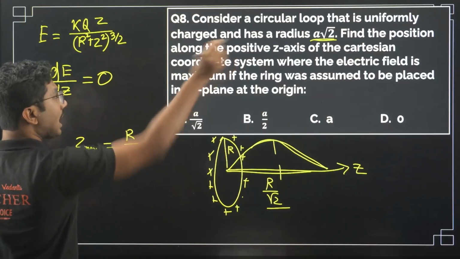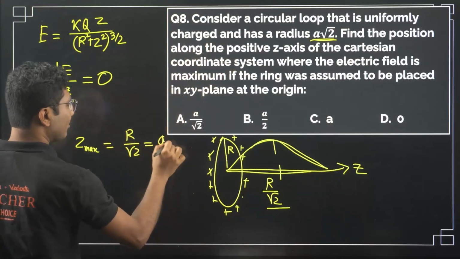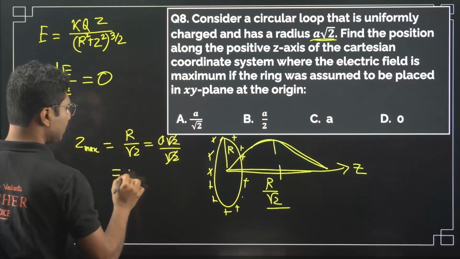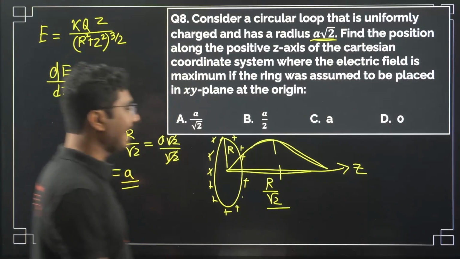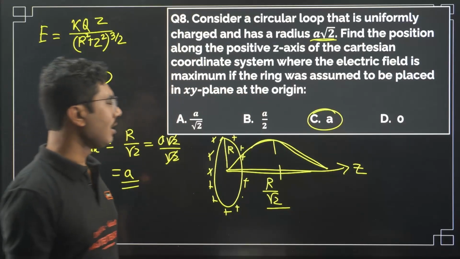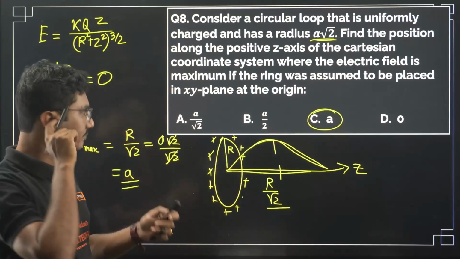Now if you see, r is given as a root 2. So a root 2 by root 2, the root 2 cancels. So the distance will be a from the origin. So the correct answer is A.